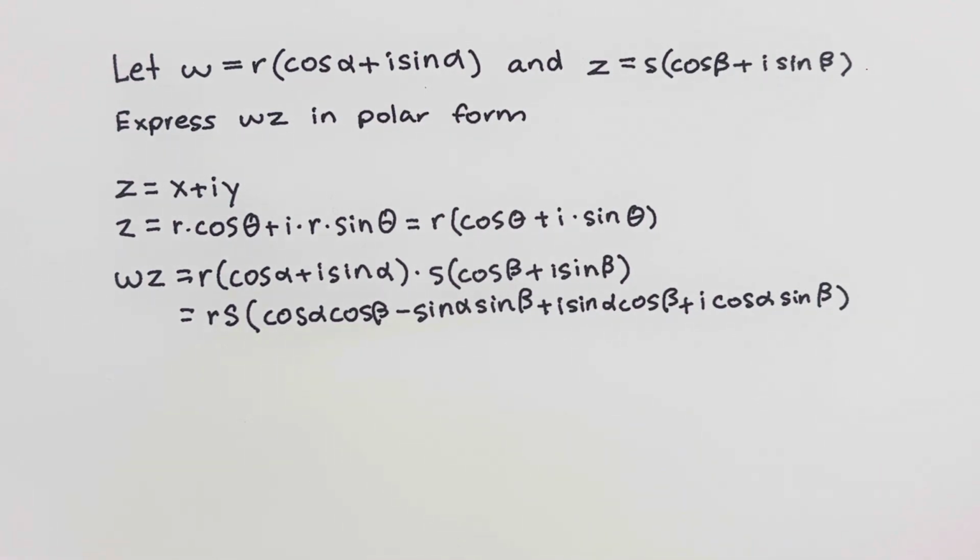Then notice that this is in a familiar format. It is in the format of cosine of alpha plus beta and sine of alpha plus beta. So the real part of the expression is cosine of alpha plus beta, and sine of alpha plus beta is the imaginary part. And I cover the sum and difference of angles for cosine and sine in different videos that you can check out.